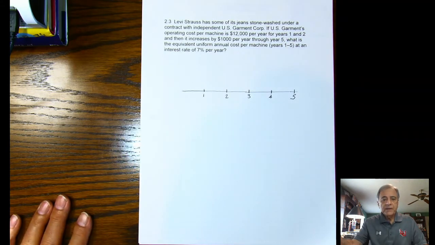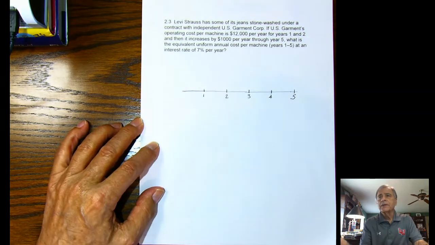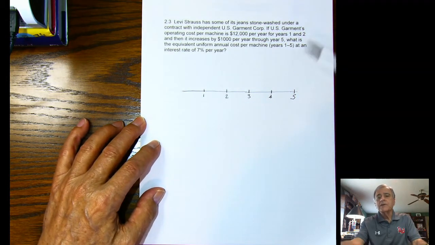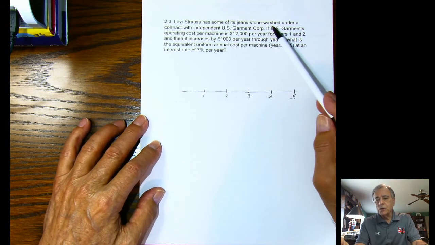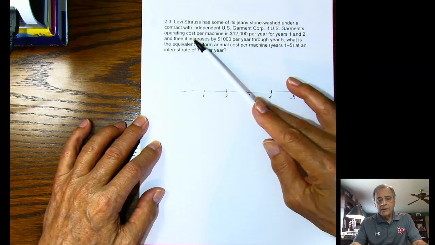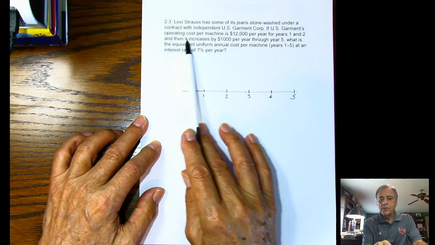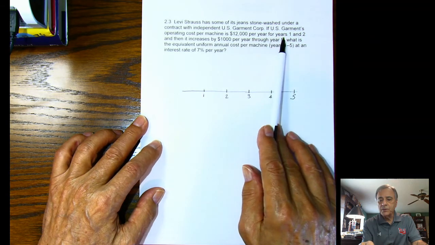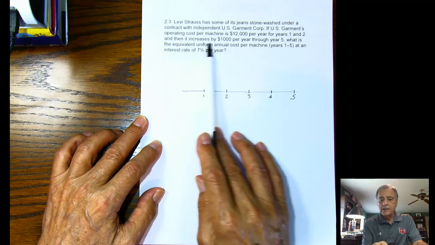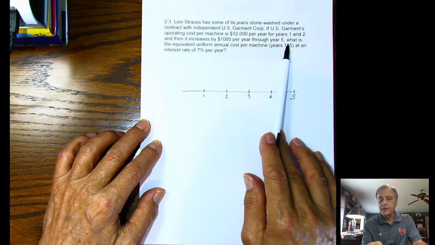The next problem that I accessed was problem 2.3 in the homework. That's chapter 2, number 3. Again, the number may not be the same for you. Levi Strauss has some of its jeans stonewashed under a contract with U.S. Garment Corp. If U.S. Garment Corp's operating cost per machine is $12,000 per year for years 1 and 2, and then increases by $1,000 per year through year 5, okay?